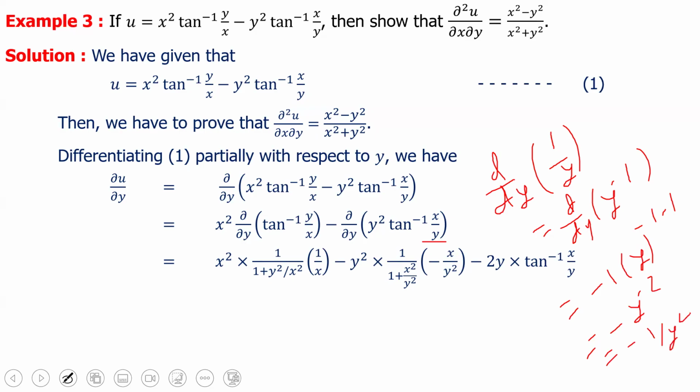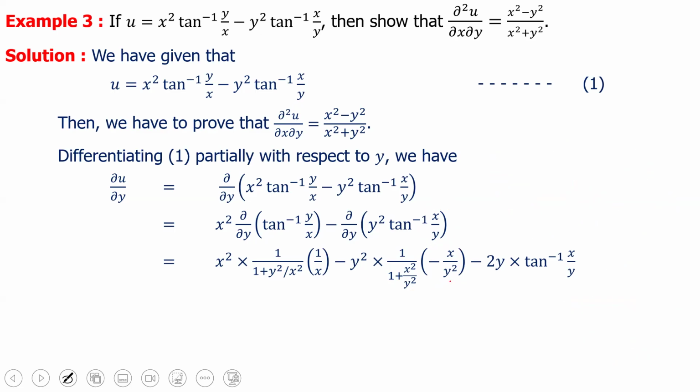Now just look here. What is the derivative of x upon y? x is constant, so we have taken it outside, and the derivative of 1 upon y is minus 1 upon y square. This is the first function into the derivative of the second function, plus the derivative of y square, which is 2y, into the second function, tan inverse of x by y. This minus comes because it is already a minus sign, so we have written the minus sign over here.